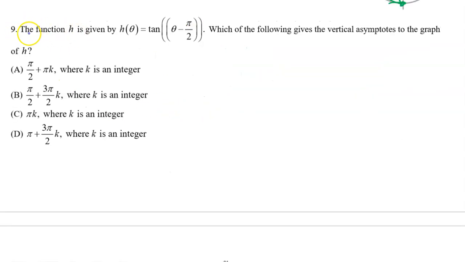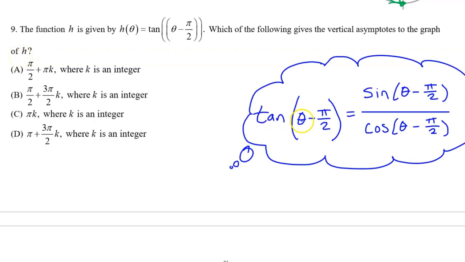One more time. Number 9, the function h is given by h of theta equals the tangent of theta minus pi over 2. Which of the following gives the vertical asymptotes to the graph of h? You should be thinking the tangent of theta minus pi over 2 is equal to the sine of theta minus pi over 2 divided by the cosine of theta minus pi over 2. The vertical asymptotes will occur where the tangent of theta minus pi over 2 is undefined. That's where the denominator cosine of theta minus pi over 2 is equal to 0.